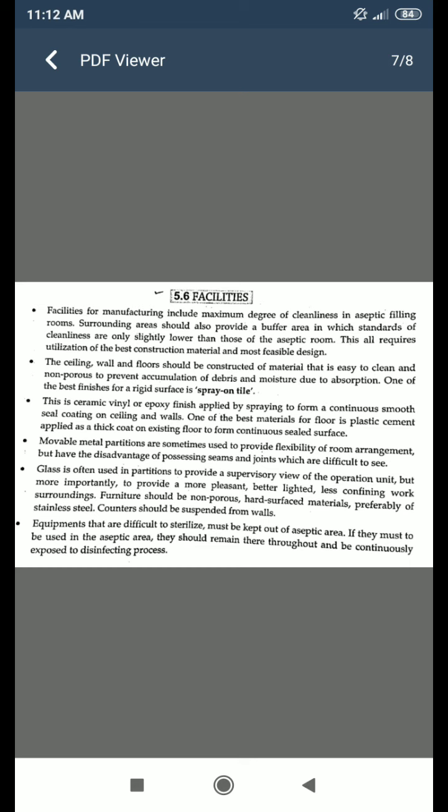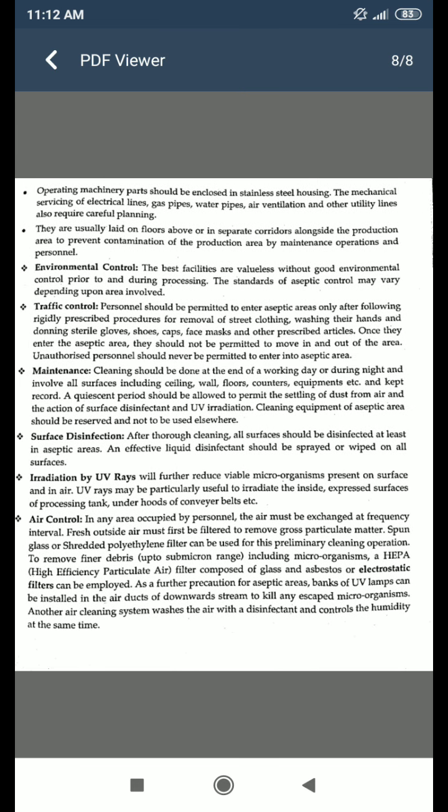Then furniture should be non-porous. The furniture should be non-porous. Then hard surfaced materials, preferably stainless steel. Then counters should be suspended from walls. Equipment that is difficult to sterilize must be kept out of the aseptic area. If it must be used in the aseptic area, it should remain there throughout and be continuously exposed to the disinfecting process. Then operating machinery parts should be enclosed in stainless steel housing.